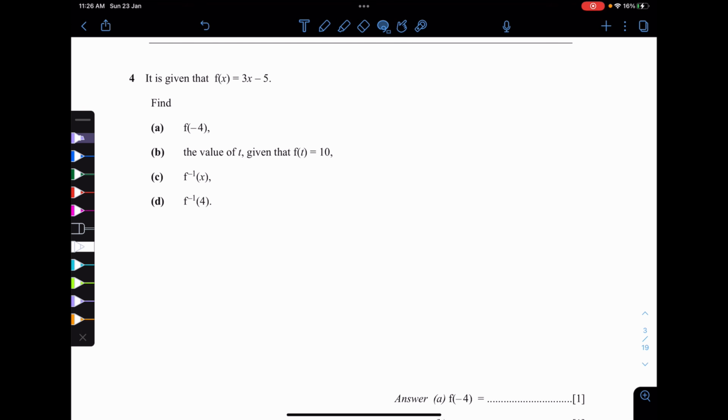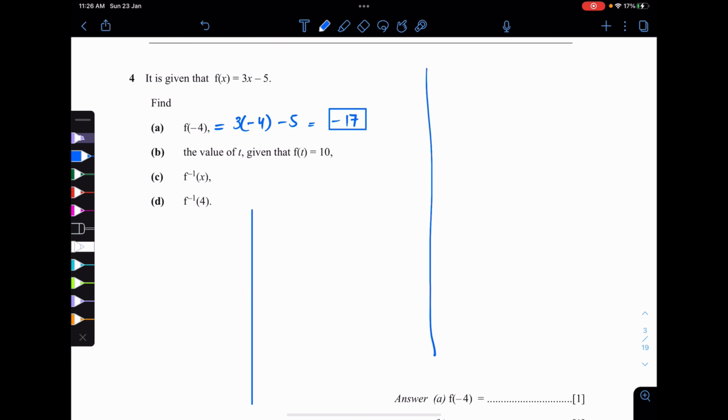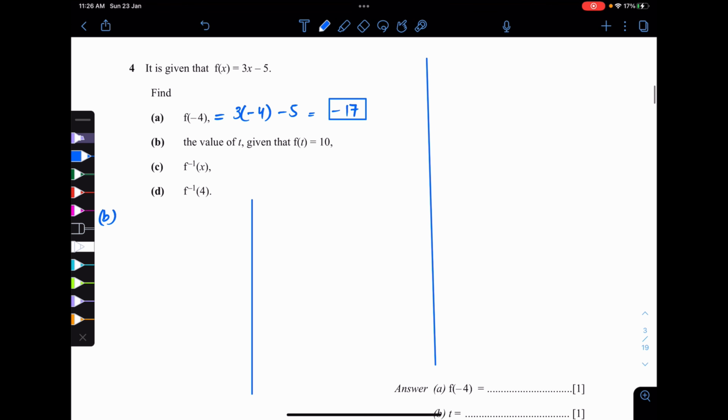Question number 4. Let's start question number 4. For question number 4, the first part is quite easy. It's requiring you to put -4 in the function. So 3 into -4, minus 5. So this is -17. All right. For part B, sometimes it's quite comfortable doing working right in front of the question. Sometimes you need more space. So for part B, I'm going to use the space below.